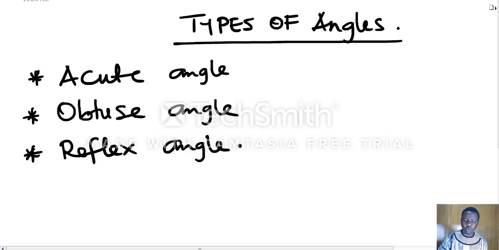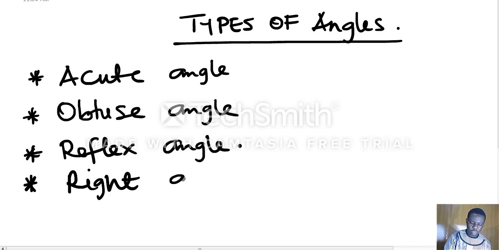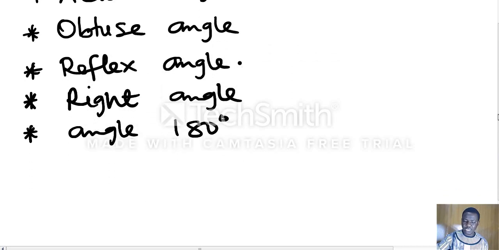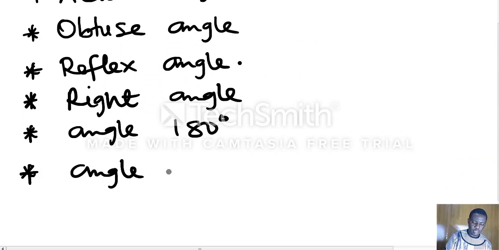Let's look at types of angles. We have what we call an acute angle, obtuse angle, reflex angle. We can also talk of right angle. We also have angle 180 degrees and angle 360.